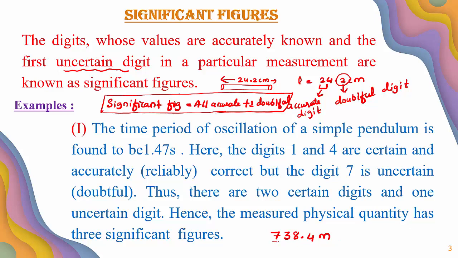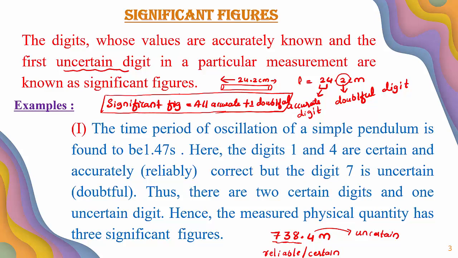In that, 7, 3 and 8 are certain digits or reliable digits. These are called reliable or certain digits, or you can say accurate digits. And the digit 4 is the uncertain digit. This is not accurate, this is doubtful. Whenever you are going to take the numbers, these are certain or reliable digits, and 4 is uncertain, doubtful.